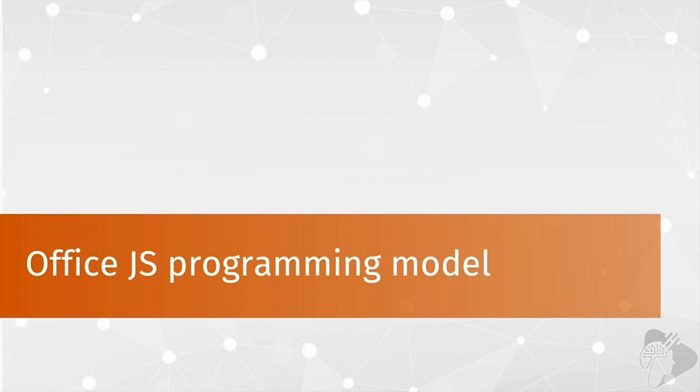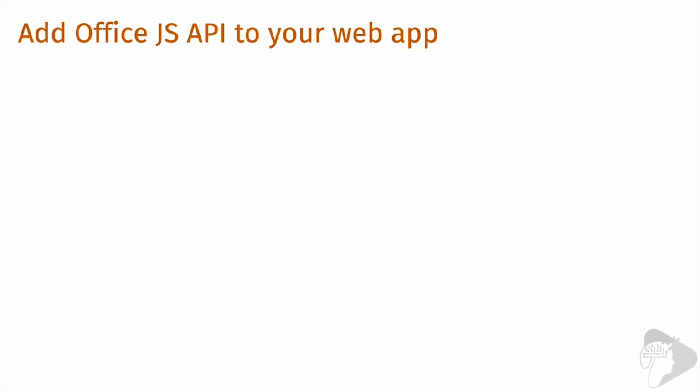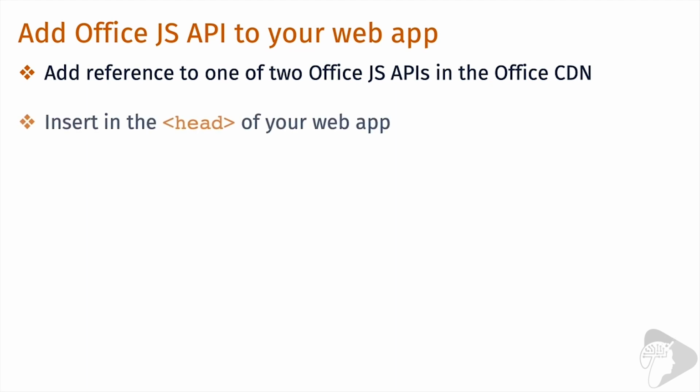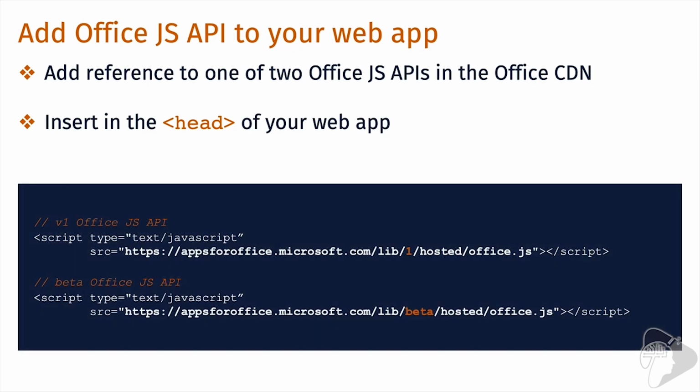Now let's talk about what the programming model looks like here. What are we going to need to know about this for the MS600 exam? Well, the first step is that you're going to have to add the Office.js library to your web app that implements the add-in. That's done by inserting a reference to a JavaScript file in the head of your web app.